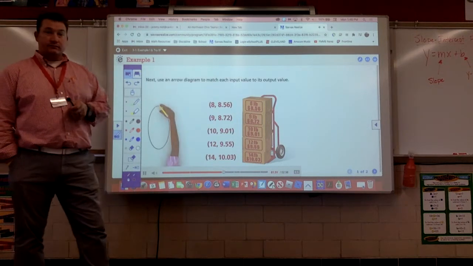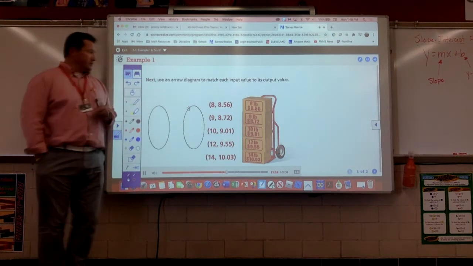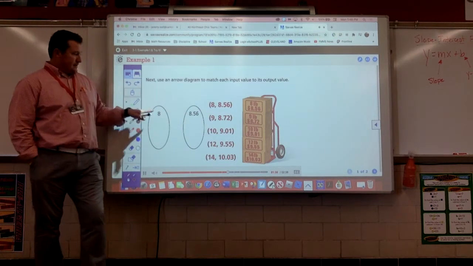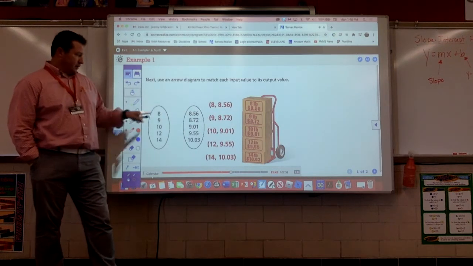Let's use an arrow diagram to match each input to its output. These are new; we've never done these before. Let's do that. 8 pounds on one side, $8.56 on the other. Input. Output. And we can repeat this for the other 4 ordered pairs.